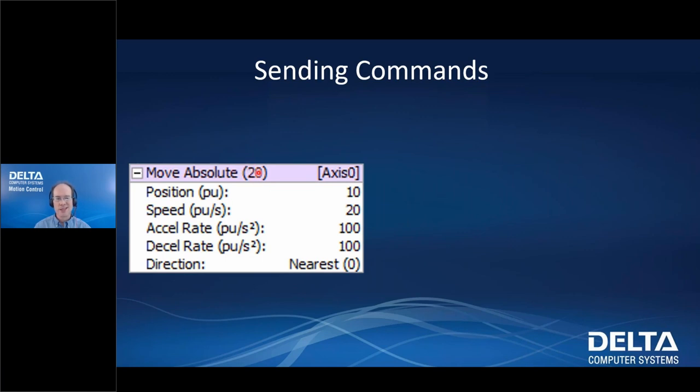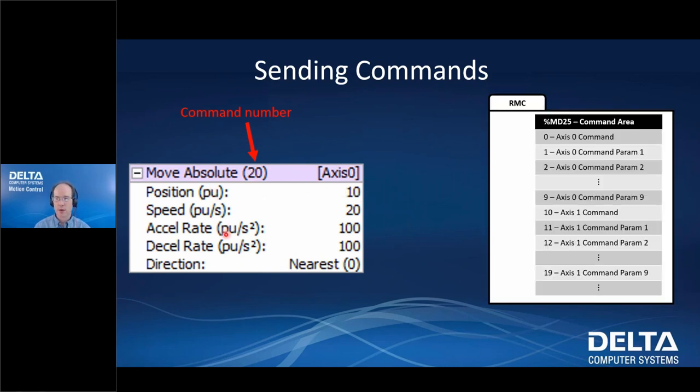Each command in the RMC has a number. Move absolute is 20, move relative would be 21, stop would be 6. That's how the RMC knows what command you're sending it. You send that plus the parameters. So this command number, you send that with these parameters to the RMC, to the command area. This would be axis 0 command area, and then we would have axis 1 command area if you want to send to axis 1. And these are just a place in the RMC with an address that you can write to like anything else.